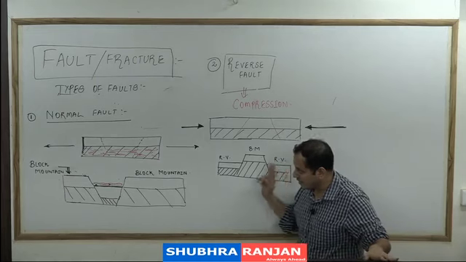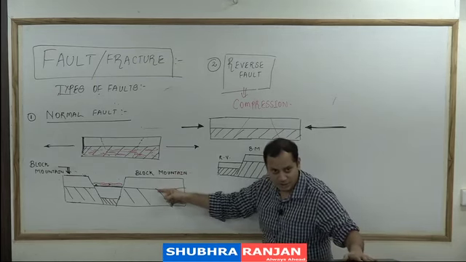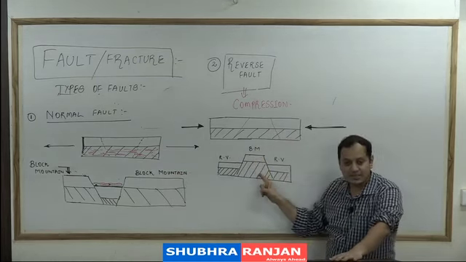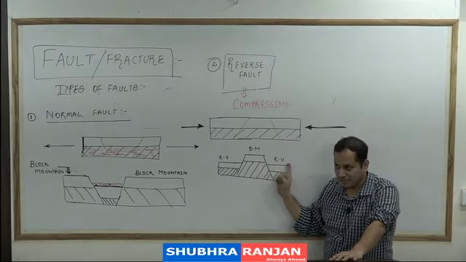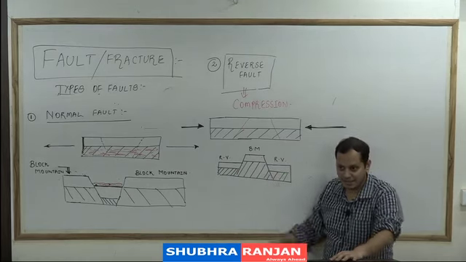What is the proper thing in this diagram? We have shown there is elongation. Here we have shown that there is shortening of the earth's crust. So be very careful when you make the diagrams.